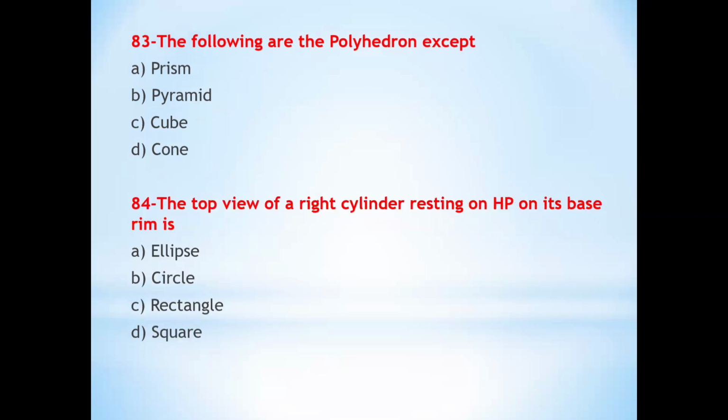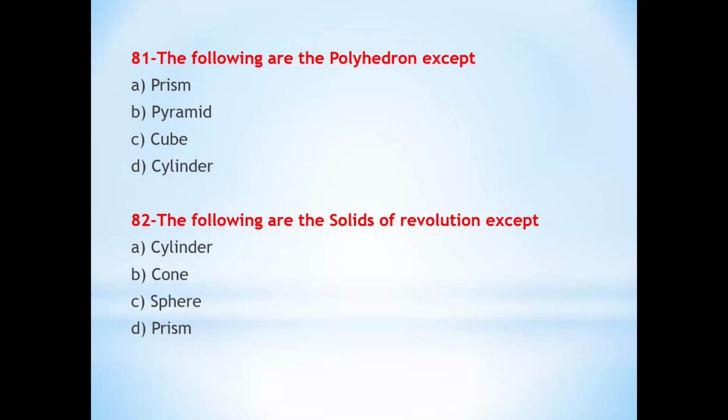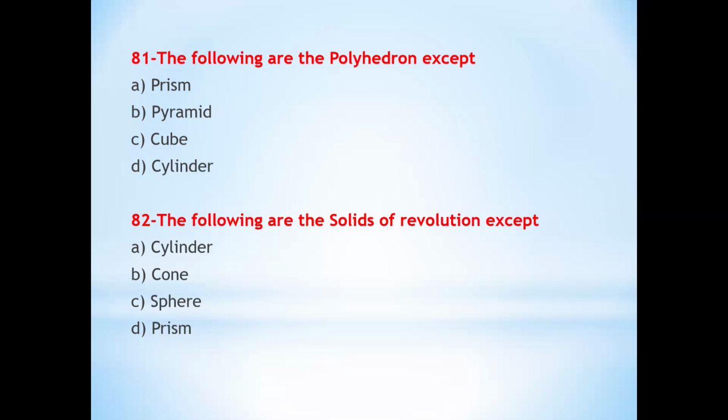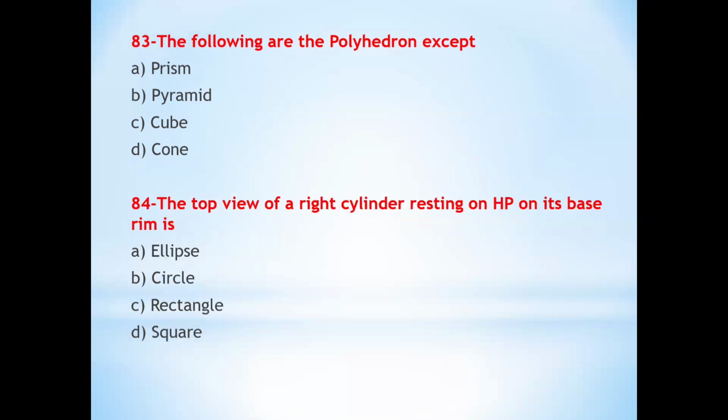Then next, the following are the polyhedron except. This is almost similar to MCQ number 81. Let's check it out. The following are the polyhedron except. I think it is the same one with little changes. Here it is the solid which is not a polyhedron. In the 81st, the cylinder was the answer, and in this 83rd, the cone is the solid of revolution which is not a polyhedron. So that is the difference. Then we'll also check out the other MCQs.